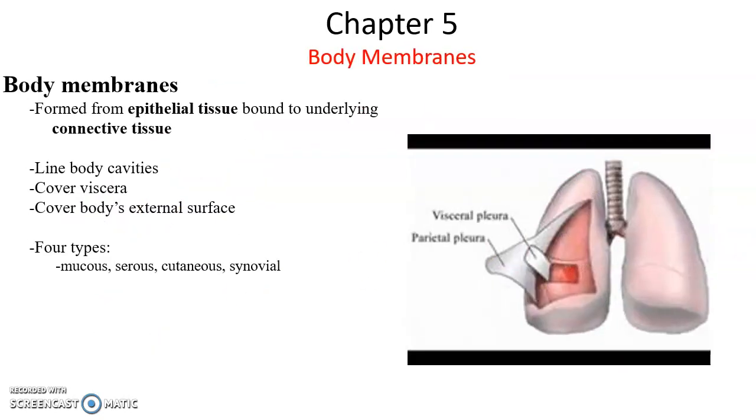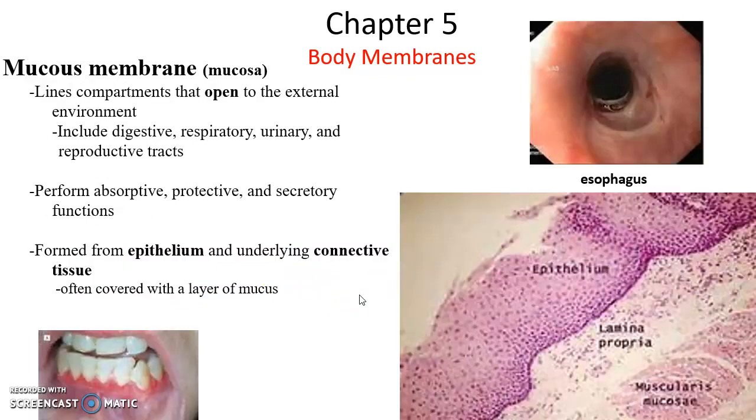Membranes, body membranes. Body membranes are formed from an epithelial tissue bound to a connective tissue. Again, they're lining cavities. So they line the body cavities, line the external surface of the body, and they also can be a covering for organs, viscera, internal organs. Four main kinds: mucous, serous, cutaneous, and synovial. Don't know why I'm having trouble saying mucous.